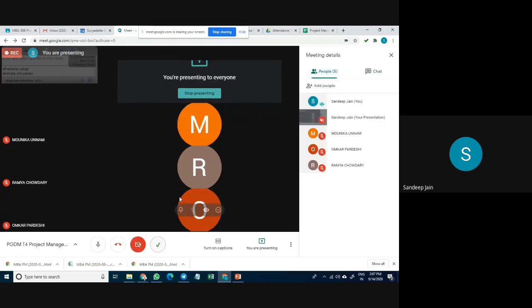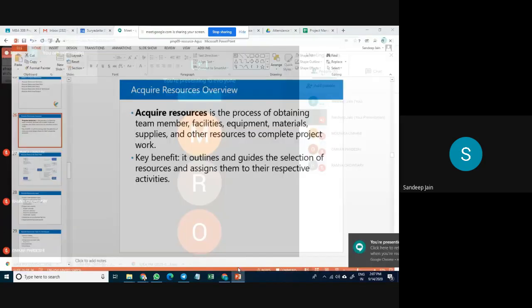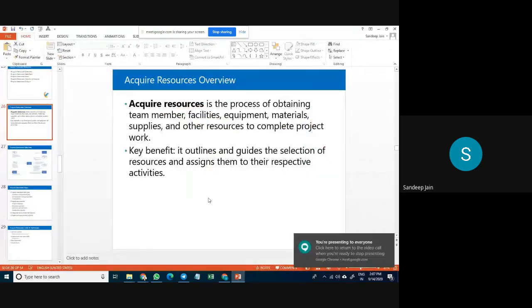Okay. Though we don't have the forum, let's start because we are getting delayed. Okay, so we were in resource management, and in resource management, we are looking at acquire resources overview. As I said, we are not going to look into the ITTO, input tools techniques. Sometimes we may look at one or two items in the output.